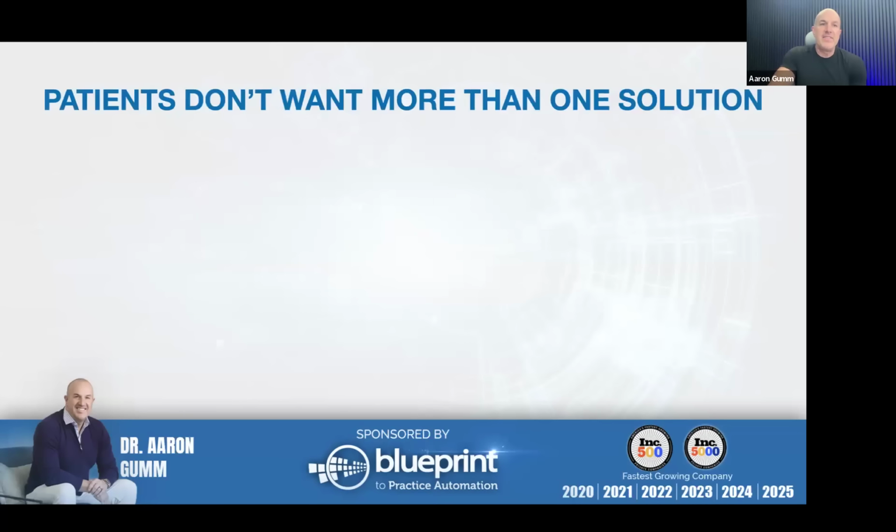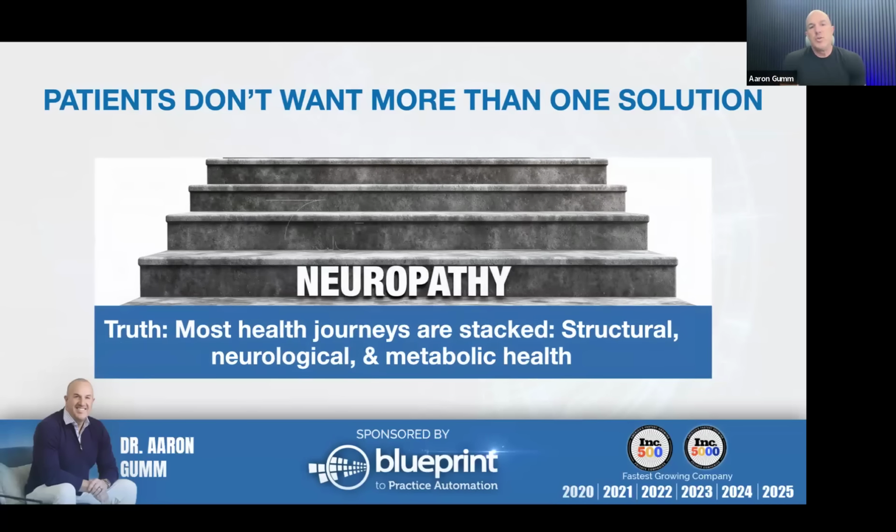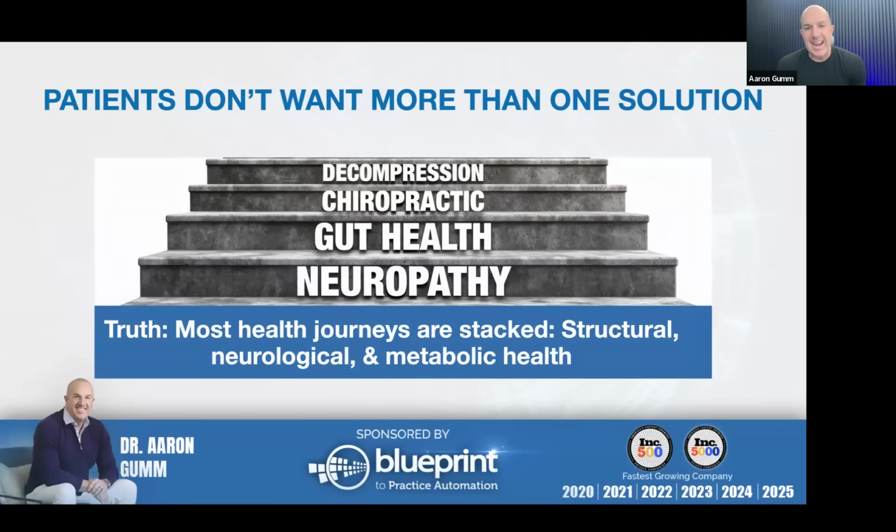So when we look at lifetime value, one of the myths that we hear a lot is that patients don't want more than one solution. They don't want to buy more services. They just want what they came for. Well, the truth is most health journeys are stacked from a structural problem, a neurological problem, a metabolic problem. So I'm going to use neuropathy as an example. Neuropathy patients typically have gut health issues. They need chiropractic. Every patient needs chiropractic, right? And a lot of them have compressed L4, L5 lumbar spines that are contributing to their peripheral neuropathy. They may have diabetes and they need decompression.